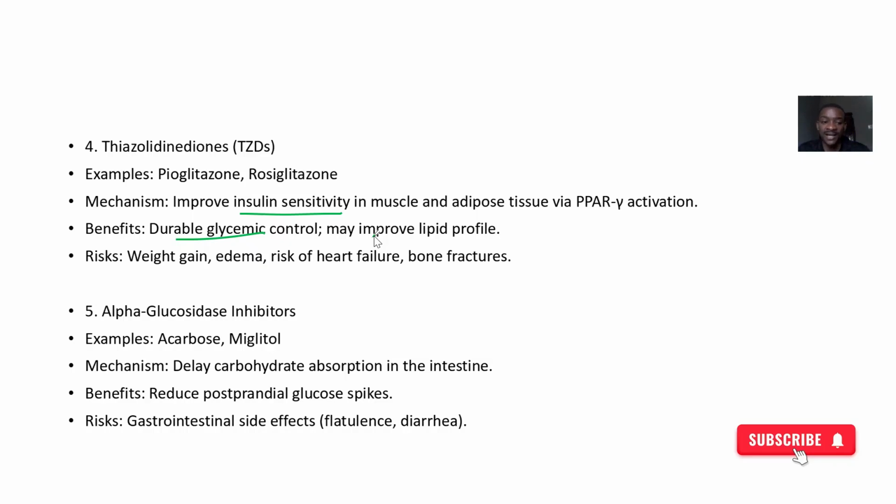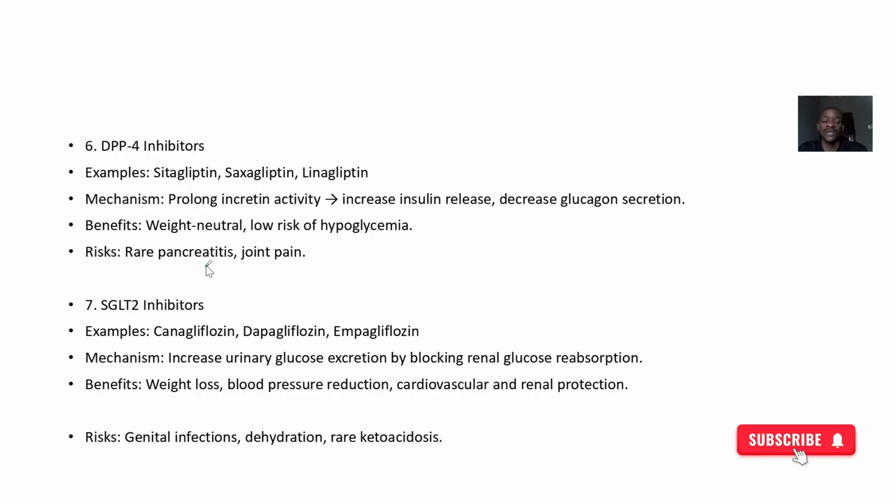The next, we have the Alpha-glucosidase inhibitors, drugs like Acarbose. They delay carbohydrate absorption in the intestine. They reduce postprandial glucose spikes. That's after you eat, glucose levels tend to shoot up. These ones tend to reduce it. Alright.